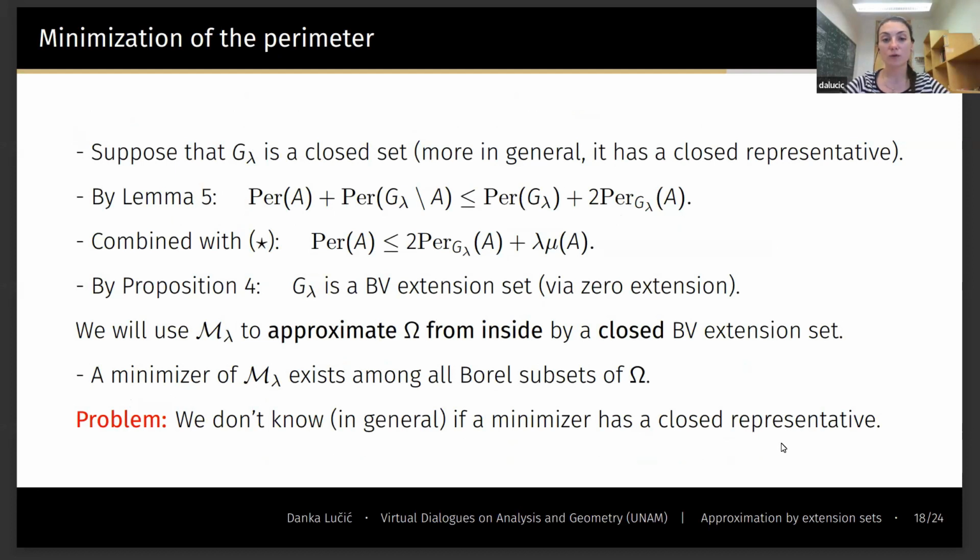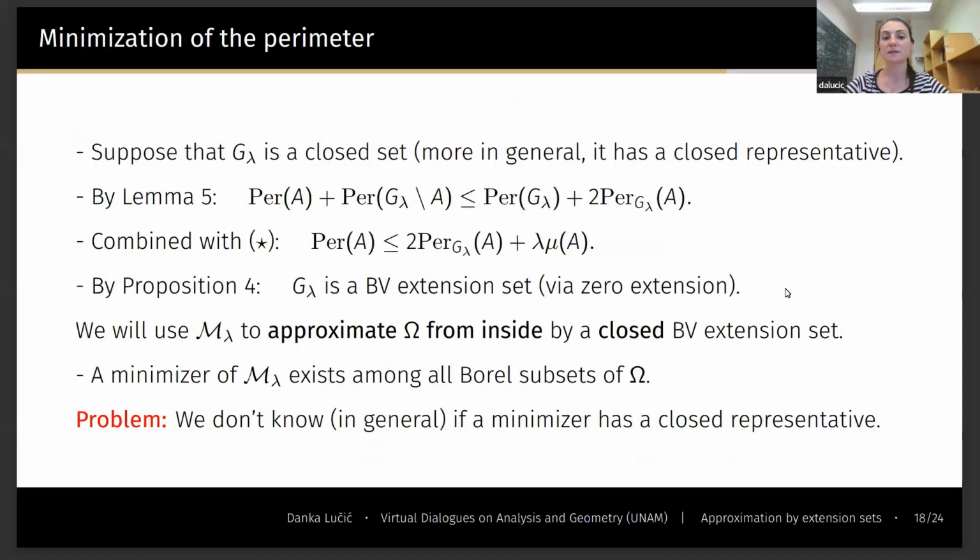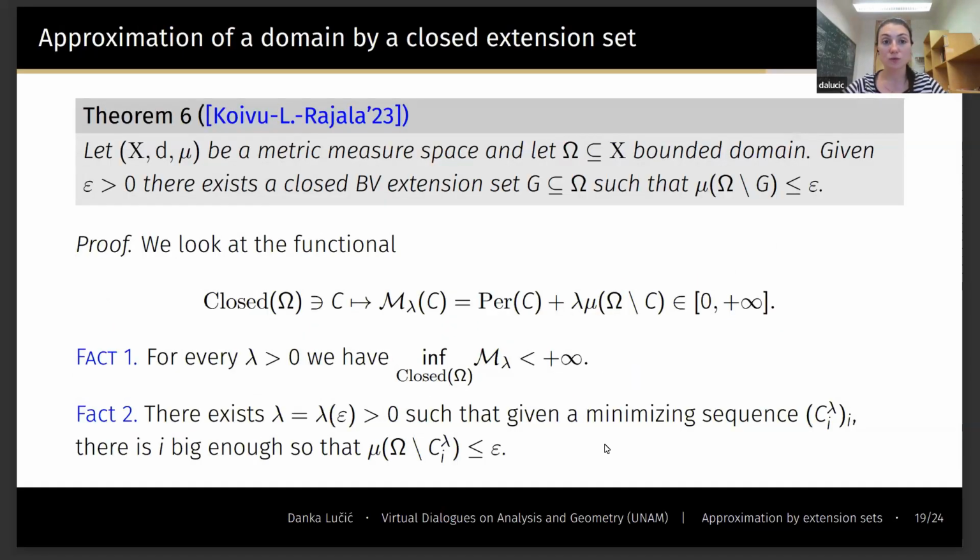Okay, and now for our functional M lambda, one can show that it has minimizers among all Borel sets, but in general, and we will comment later about this for some specific cases, we do not know if a minimizer has a closed representative. So what do we do? Okay, so this is what we show. Let X, d, mu be a metric measure space and let omega be a bounded domain. Given epsilon, we can find a closed BV extension set G so that the measure of the difference is less than or equal to epsilon.